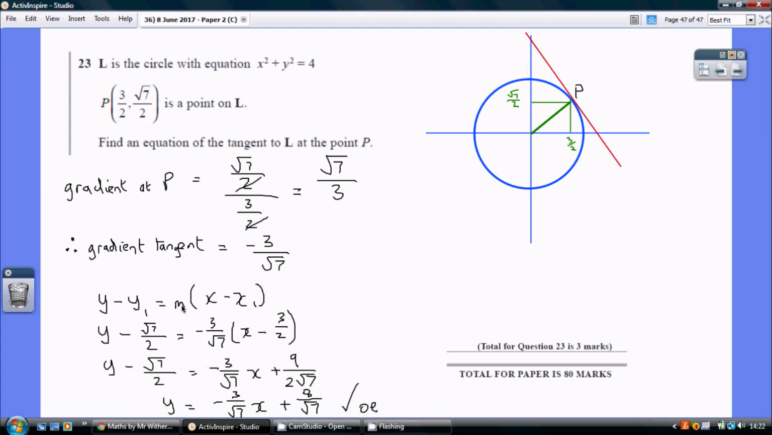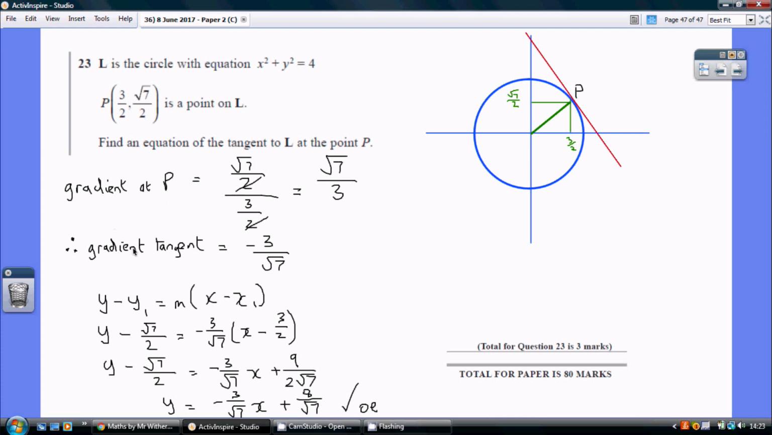Secondly, what do I need? I need to have the gradient of the tangent. Now the tangent is going to be perpendicular to the radius at that point P. So I need to work out the gradient of that radius. So just say that again. The gradient of the tangent is perpendicular to the gradient of the radius at point P. So my starting point is to work out the gradient of the radius at point P. So that is my y step of root 7 over 2 divided by my x step of 3 over 2. The 2s cancel, so that's root 7 over 3.